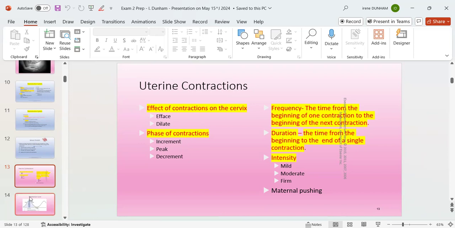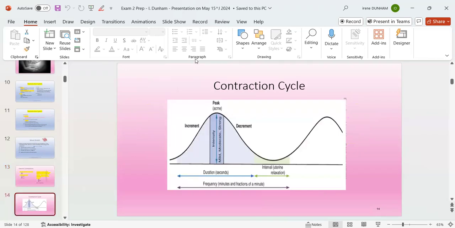All right. Now, each contraction itself has 3 phases, and I do have a picture here. Here you have the going up. It increases, so that's called increment. It's going up the little hill. We get to the top of the hill, and that's called the peak or the acme of the contraction. That's the strongest part of this contraction.